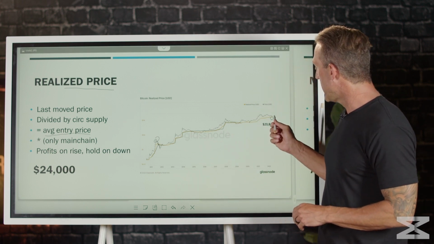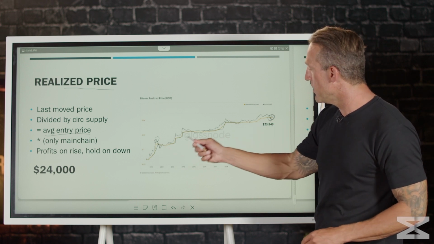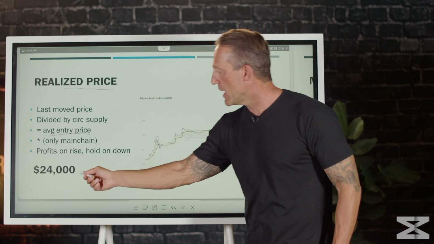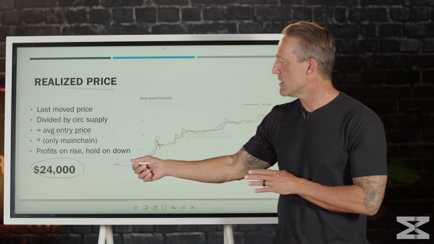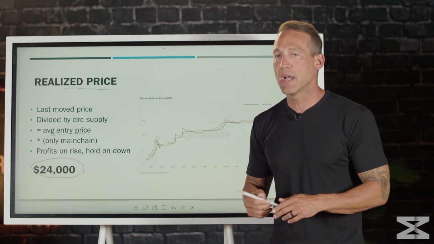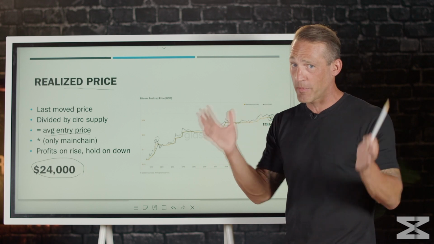Simple, right? And so what we can see is right here, we're following this graph, we can see that this realized price is about $24,000. Now the price of Bitcoin at the time of this recording is about 31,000-ish. So that means that the realized price could be about 24,000. It's just one way to look at it. I'm going to bring it all together for you.